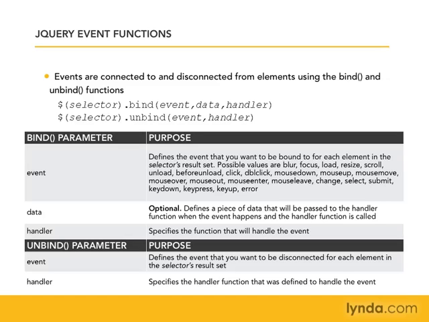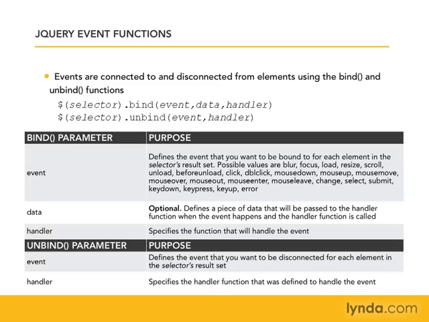The data parameter is optional, and it basically defines a piece of data that will be passed into the event handler function when the event happens and that function is called. If you don't want to use it, you don't have to, but it's a convenient way of passing some data to your event handler. And then finally, the last parameter is the handler function itself, and that's the function that will handle the event, and we'll see an example of that.